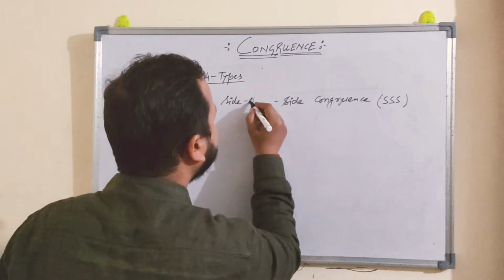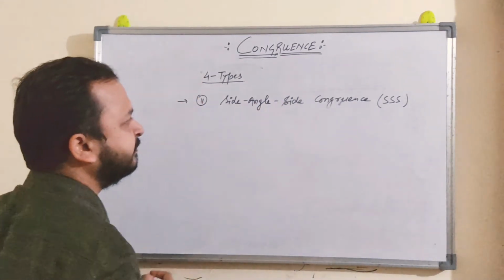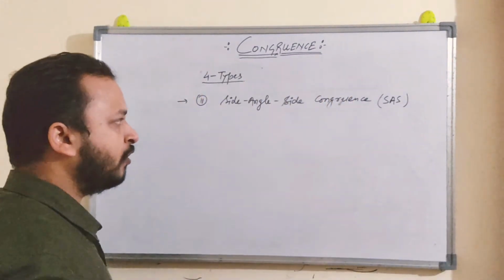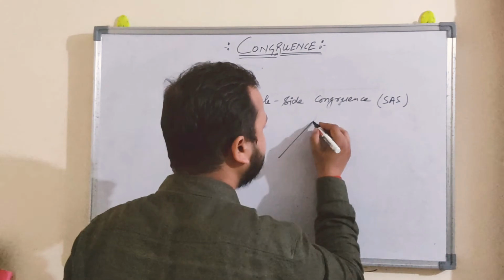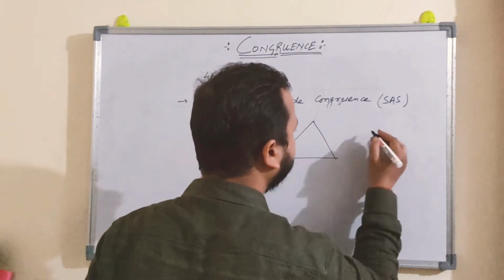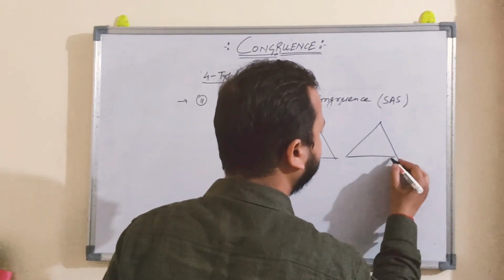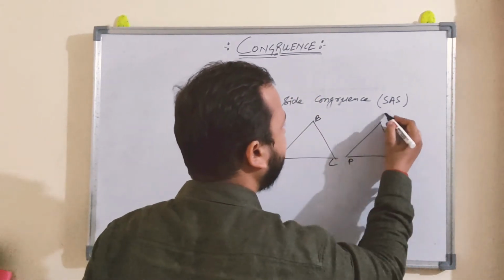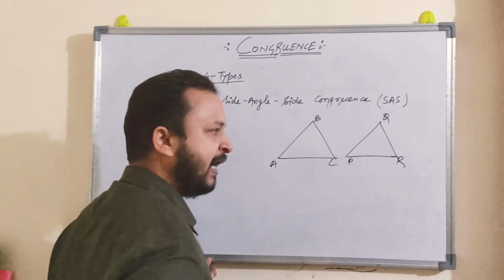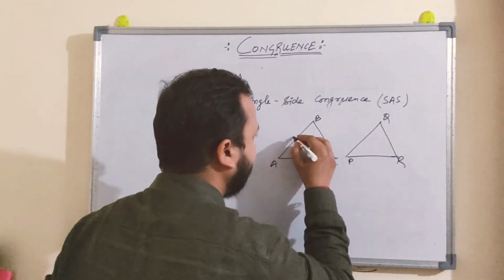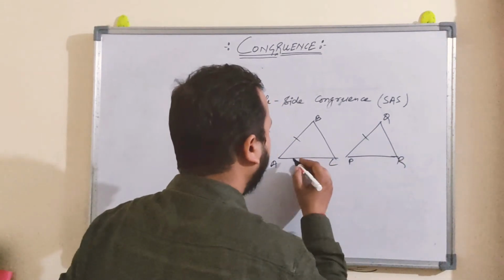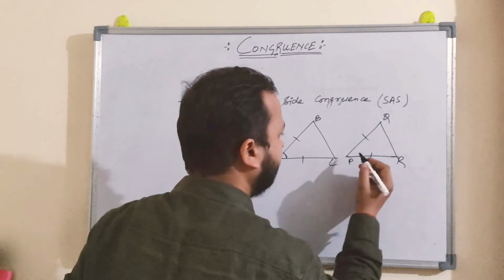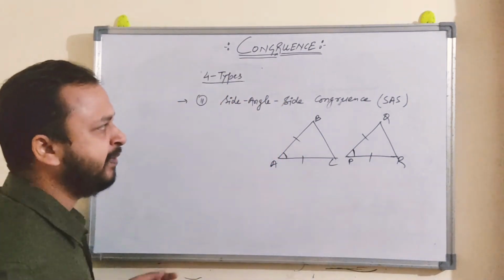Second type of congruency is side angle side. So in this congruency, if two triangles are given, and if it is A, B and C, this is P, Q and R, and if it is given like this, AB is equal to PQ, AC is equal to PR, and this angle A is equal to angle P.